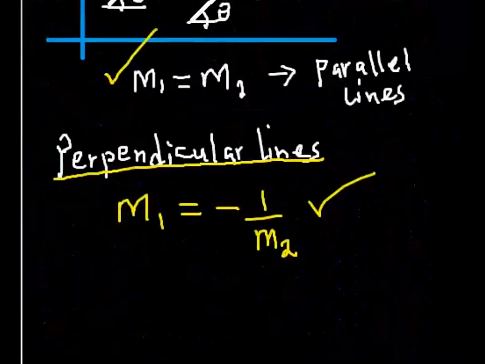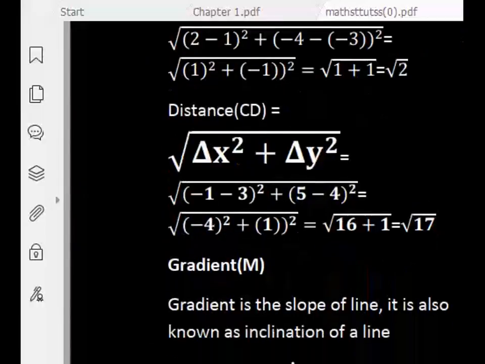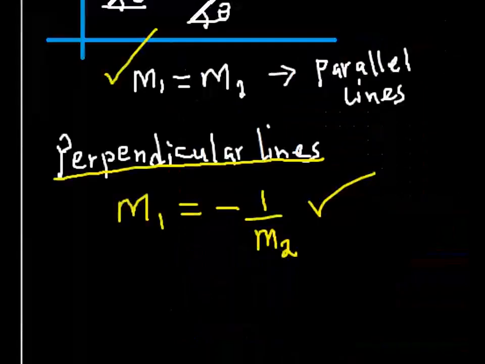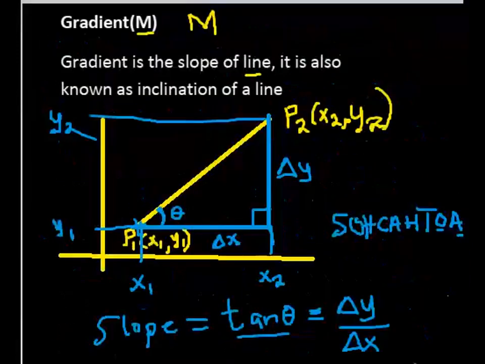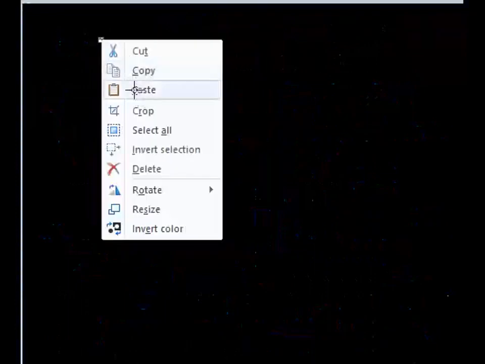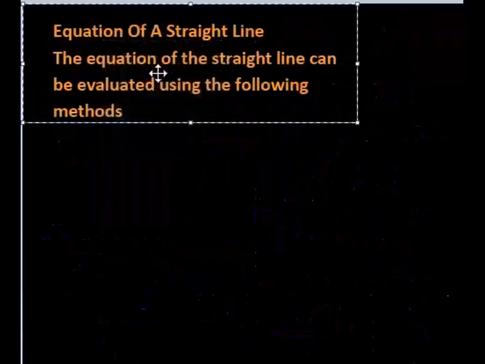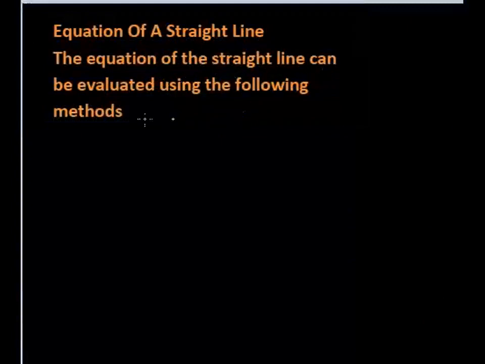Now let's go to the next subtopic, which is the equation of a straight line. This part is really very important, so you have to take note of it. I will just clean up so that we go through this. The equation of a straight line can be evaluated using the following methods. There are different methods of evaluating the equation.